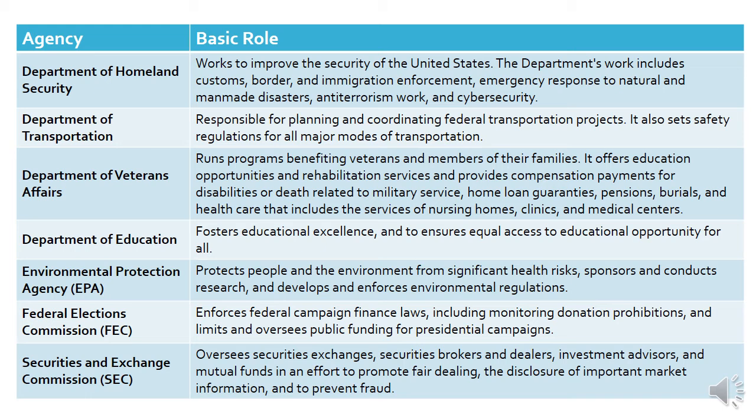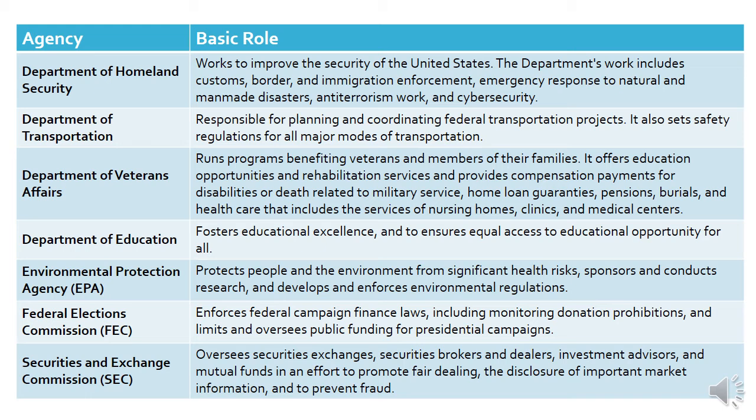Department of Homeland Security, of course, is designed to improve the security of the United States, works on things like customs enforcement, borders, immigration enforcement, as well as emergency response to natural disasters and man-made disasters. They do anti-terrorism, cybersecurity, those types of things. Name, kind of self-explanatory. Department of Transportation, also pretty self-explanatory. Department of Veterans Affairs oversees any kind of benefits that are provided as far as health care and pensions and things like that. Various services that are provided to our veterans.